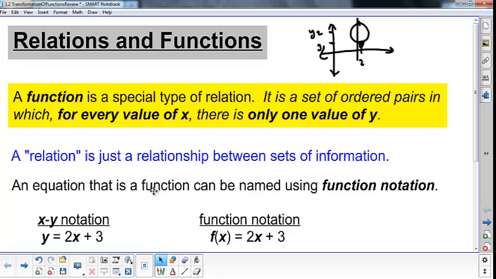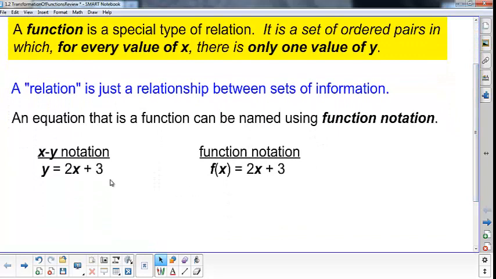We start off with our standard XY notation. This is what is probably most familiar to most of you. You would sub in an x value, calculate, and then determine what your y value is. Function notation is basically the same thing. It's just a different notation. You still sub in your x value and work it out and spit out whatever your f of x value is.